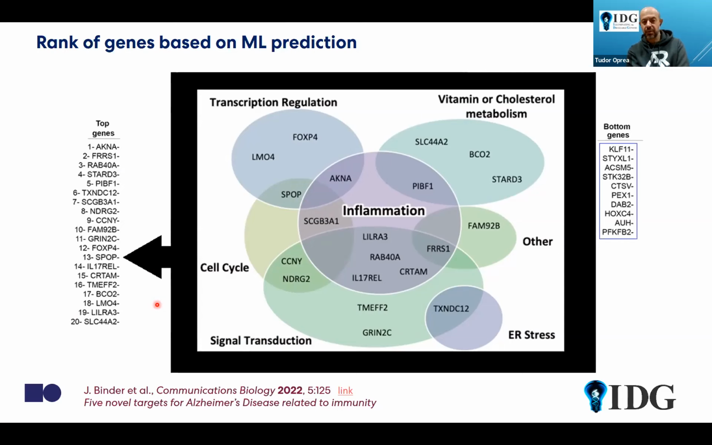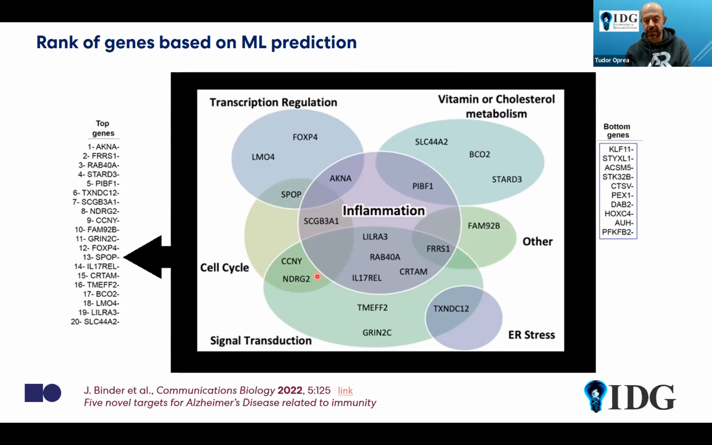So we also looked at the bottom genes as well. But just the image here suggests that inflammation is one of the critical pathways associated with the top 20 genes. There's ER stress, some metabolism, signal transduction, etc.